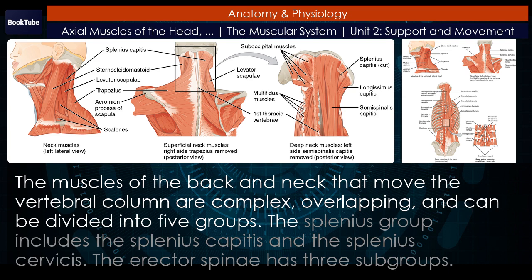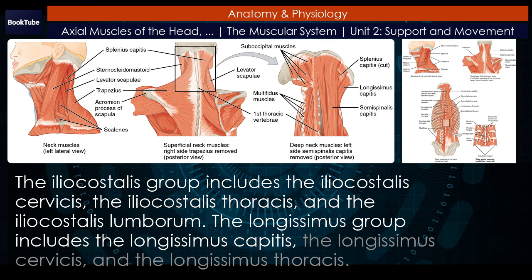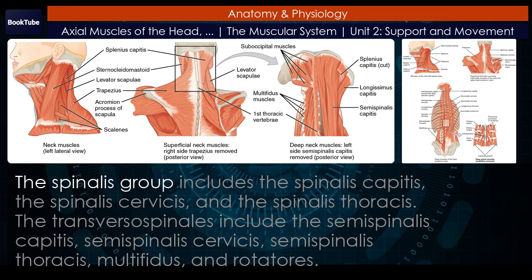The splenius group includes the splenius capitis and the splenius cervicis. The erector spinae has 3 subgroups. The iliocostalis group includes the iliocostalis cervicis, the iliocostalis thoracis, and the iliocostalis lumborum. The longissimus group includes the longissimus capitis, the longissimus cervicis, and the longissimus thoracis. The spinalis group includes the spinalis capitis, the spinalis cervicis, and the spinalis thoracis.